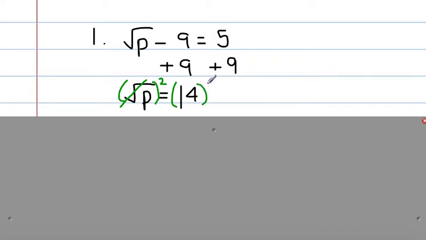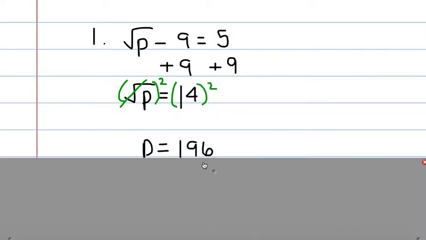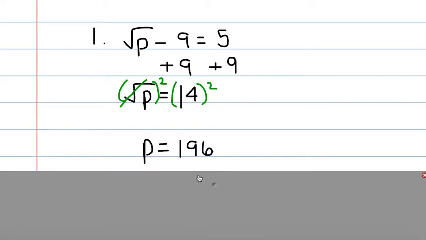So I'm going to square 14. And we know 14 squared is 196. And since we squared the square root, the radical goes away, so we're just left with p. So p equals 196.